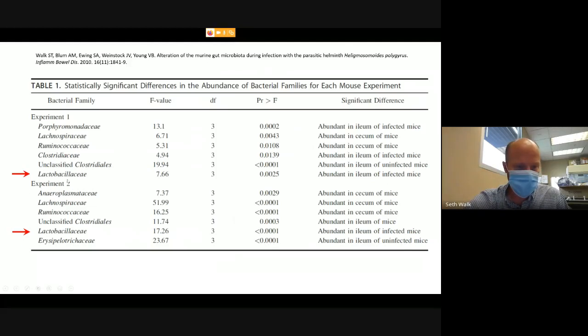One of those that we found was called lactobacillus. Lactobacillus might sound familiar to some of you, especially if you're into probiotics. There are a lot of lactobacillus types of bacteria or related bacteria in probiotics. And so we thought, well, that's kind of interesting. If the microbes that increase in abundance and do very well during infection are ones that are also purported to have some anti-inflammatory effects on humans, that could be very interesting. And we published this.